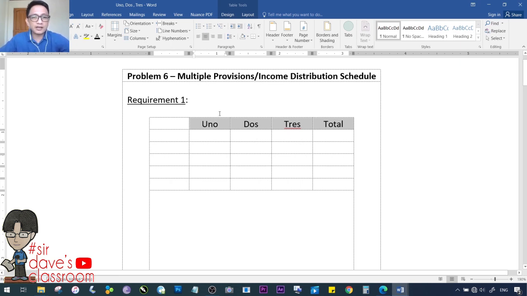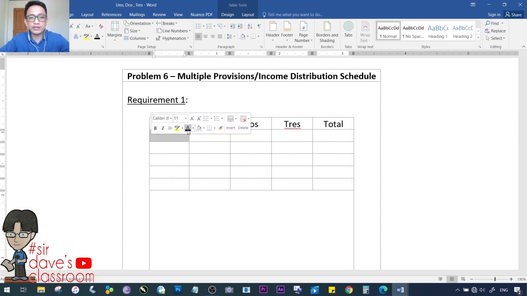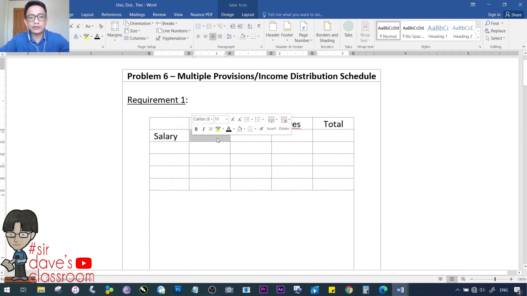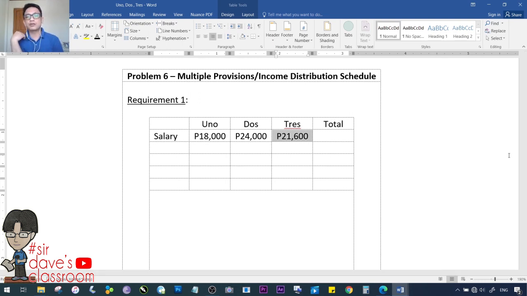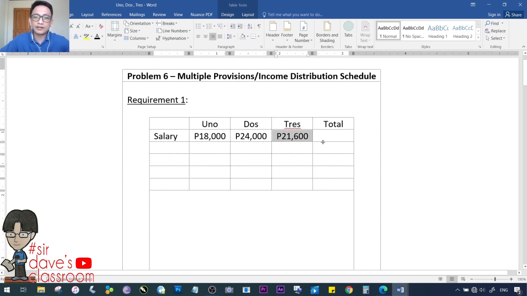Okay, class? Salaries given were 18,000, 24, and 21,600 to 1, 2, and 3. So this is your salary. Okay? To 1, it was 18,000, 24,000 to 2, and 21,600 to 3. Could you please total that? Okay? I will give you time to total that. Ilan ba yan? Calculator. Very good. That is 63,600.